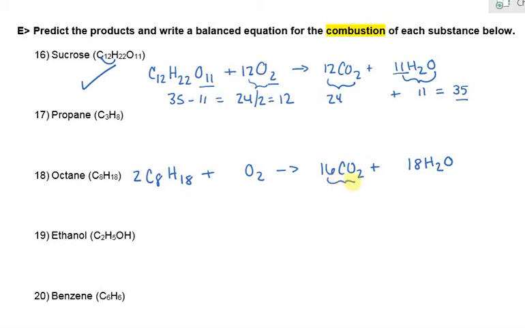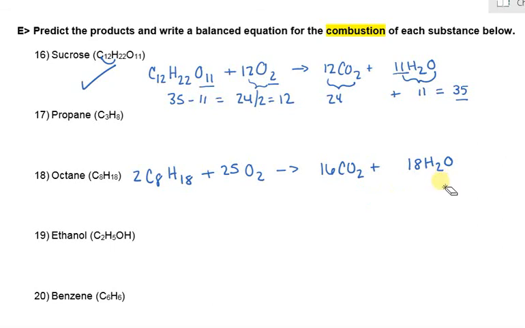We got 16 times 2 in the carbon dioxide, which is 32, plus the 18 from the water, and that's a total of 50. So you got 50 on the right. 50 divided by 2 is 25. So that's the coefficient. It isn't pretty, but it is the worst that it will get on your test.